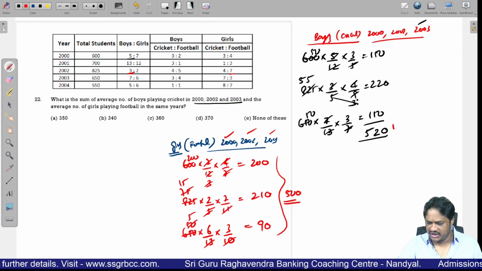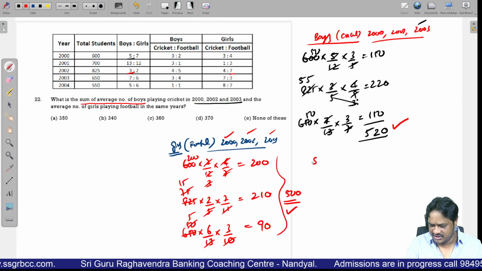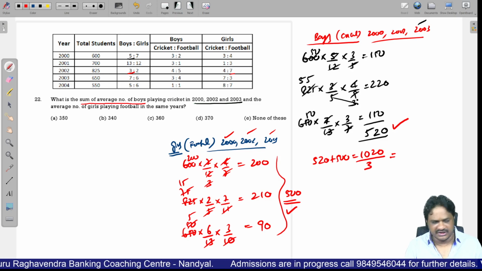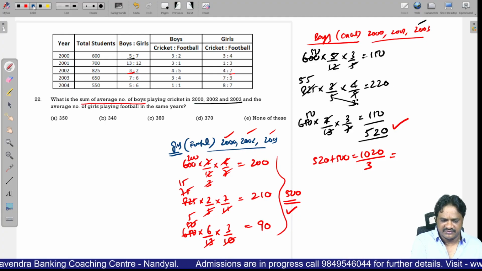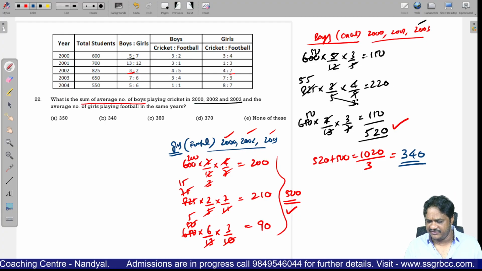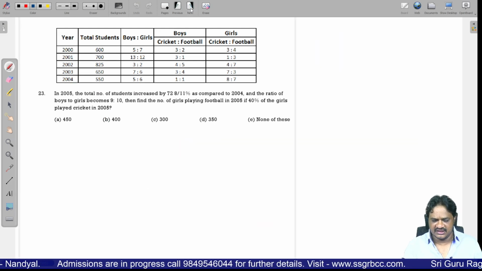So one value you got is 520, the other value you got is 500. What is the sum of the average? That means 520 plus 500 is 1020, divided by 3. Since it is average, divided by 3: 3 3s are 9, 3 4s are 12. So the answer is 340. 340 is the correct answer. Let us see the next one.